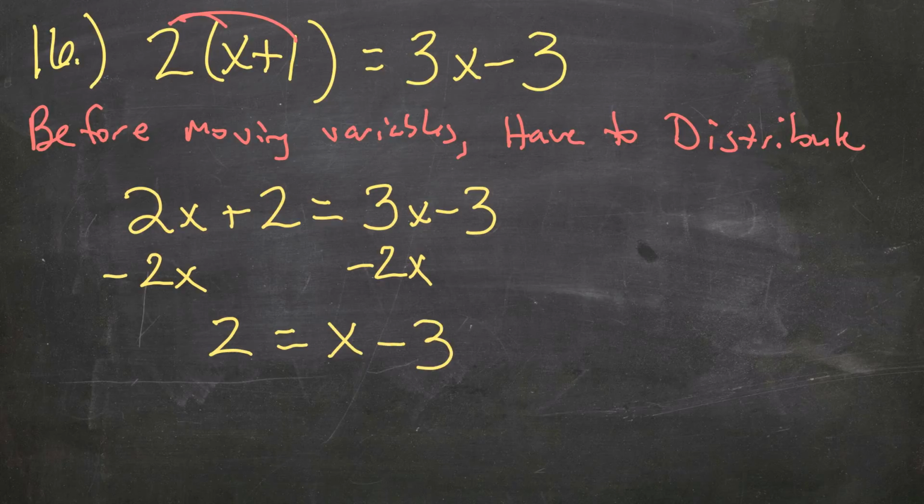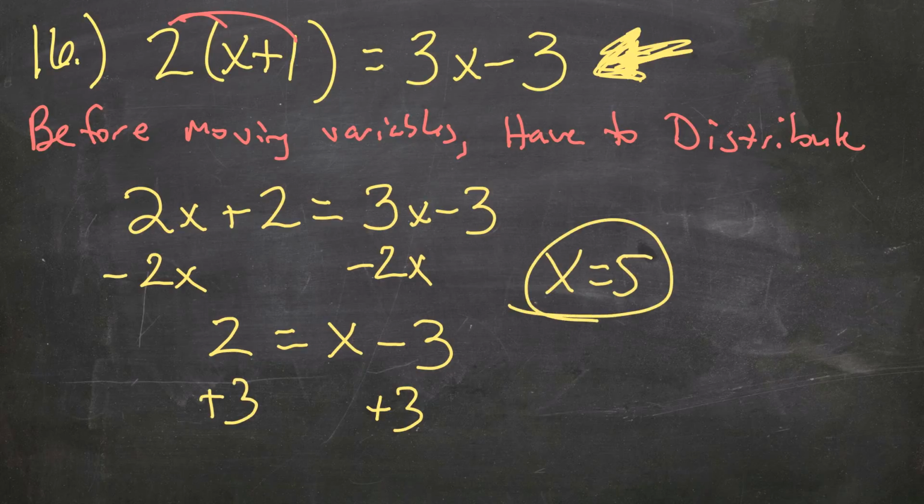Now, this is just an easy version of the problem from the first page. So this step right here, the distributive property, turned that into a problem that looked like up to 15. And then after that, one step made it look like the first page. Now I use my addition property of equality. I get x equals 5.